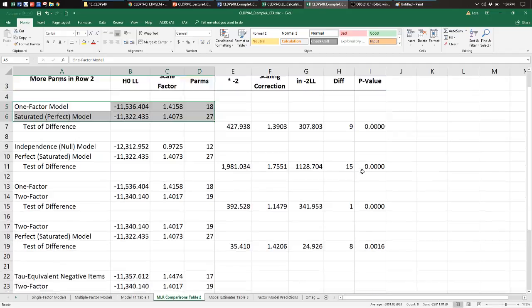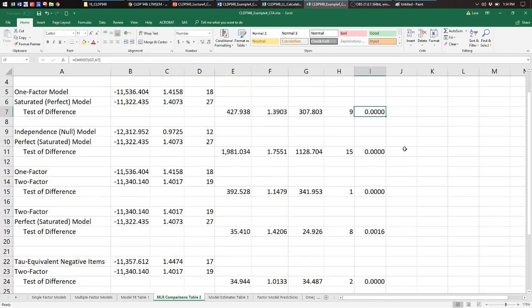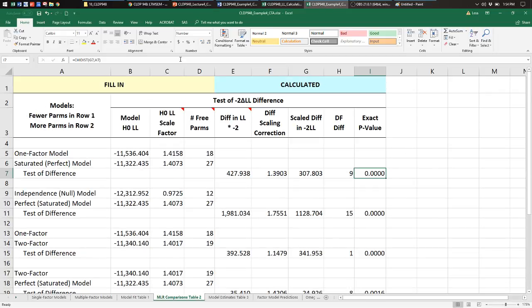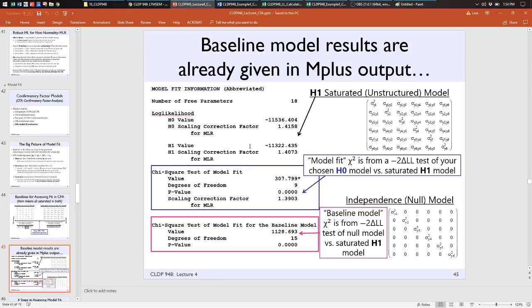And the exact p-value that comes from this chi-square is 0 to the 4th or 5th decimal place. So this is done for you in Mplus. You don't have to fit the saturated model. It's done for you. But that's what that comparison means. It's a test of absolute fit. It's the difference between your factor model, whatever it is, H0, versus H1. And H1 is always the same because that is just the data.